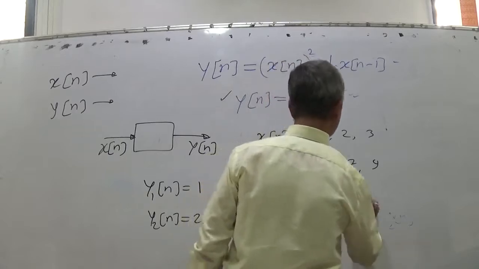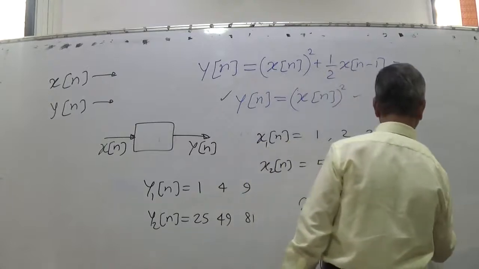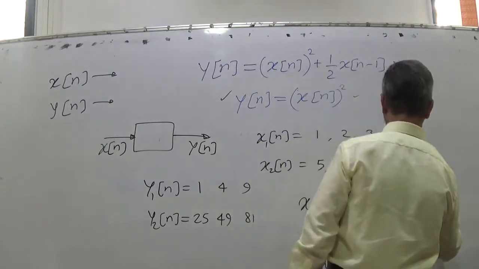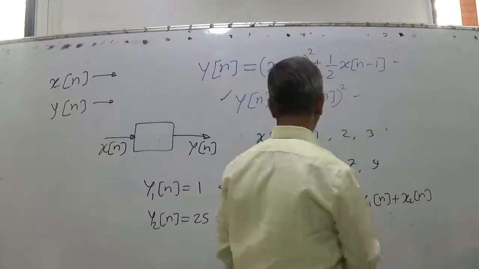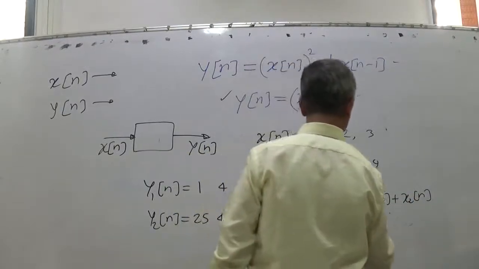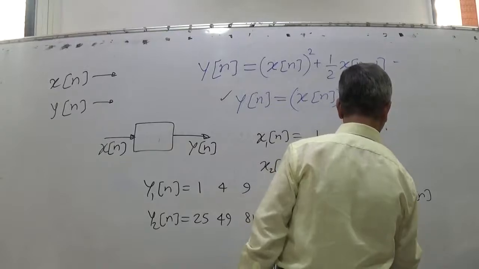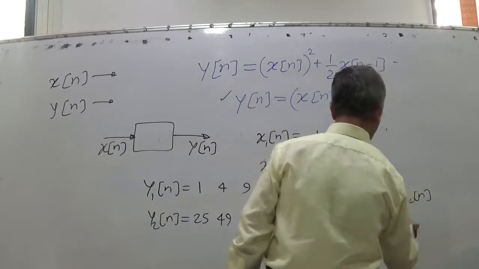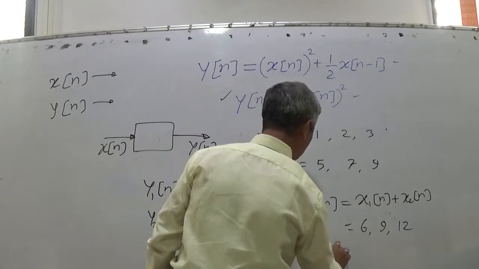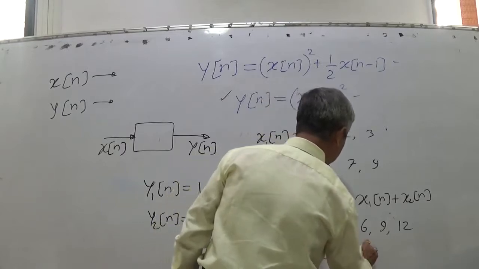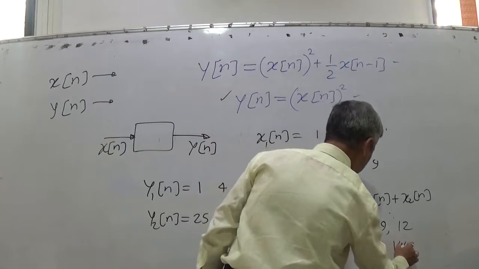Now I generate another signal x3[n]. I make it simple, x1[n] plus x2[n]. I can take a x1[n] plus b x2[n], keeping a and b the same. So x3[n] is 6, 9 and 12. I apply this to the system. So what would y3[n] be? y3[n] would be 36, 81, 144.